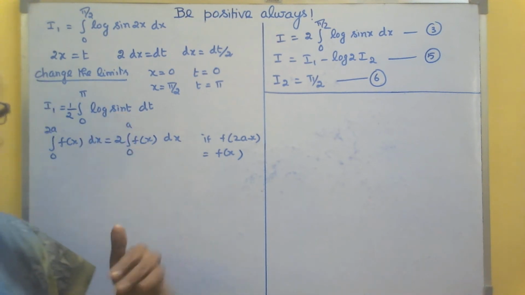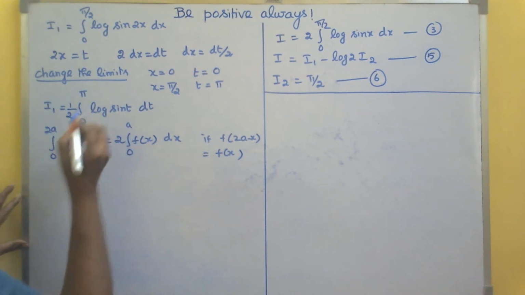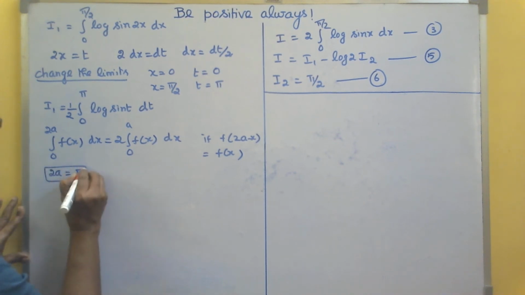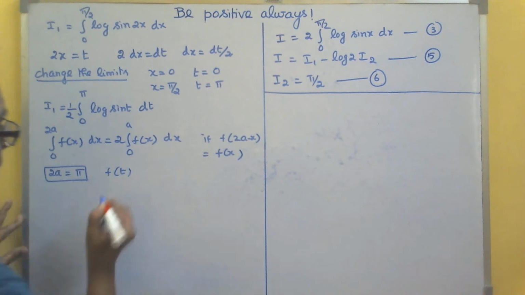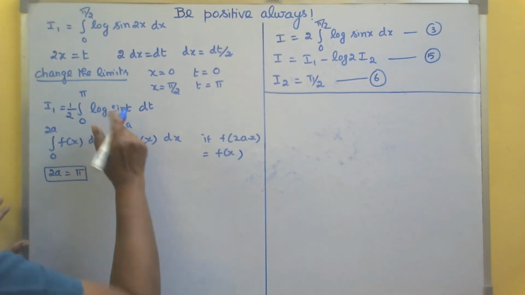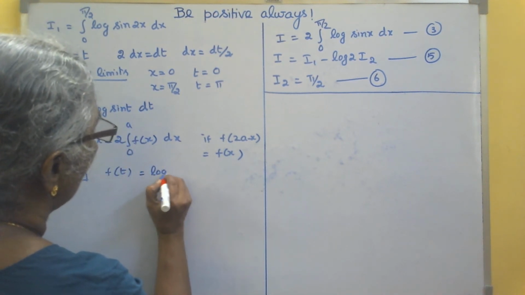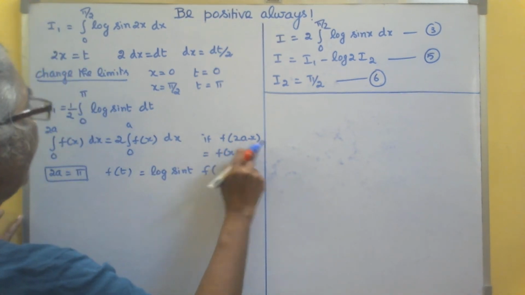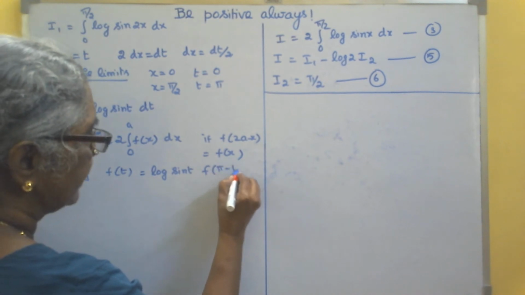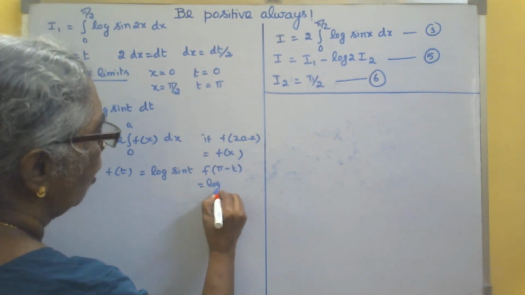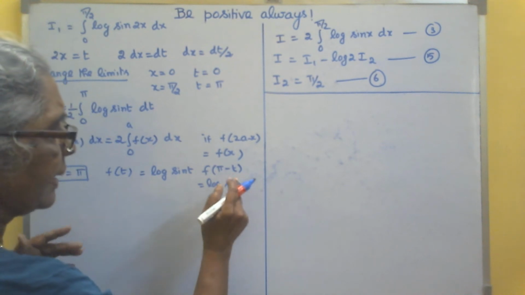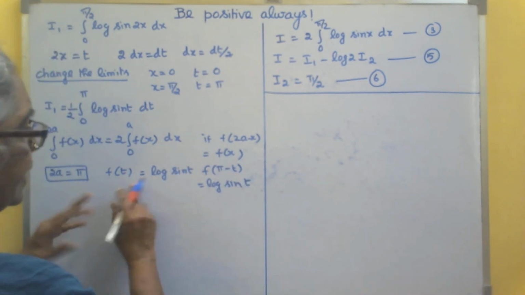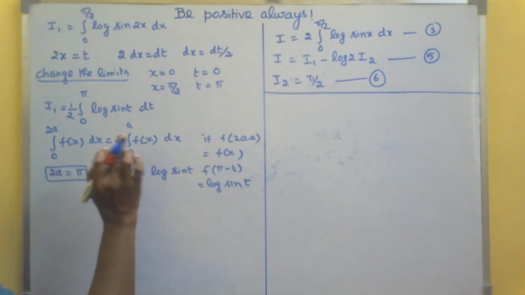Here actually the variable is t, so let me change that. Here in the 2a part I have pi. Then instead of f of x I will write f of t. f of t is log sine t. So f of 2a minus x, that is pi minus t, that will be log sine of pi minus t, and sine of pi minus t is sine t only. So you will get log sine t, which is equal to f of t. So we can use this property.